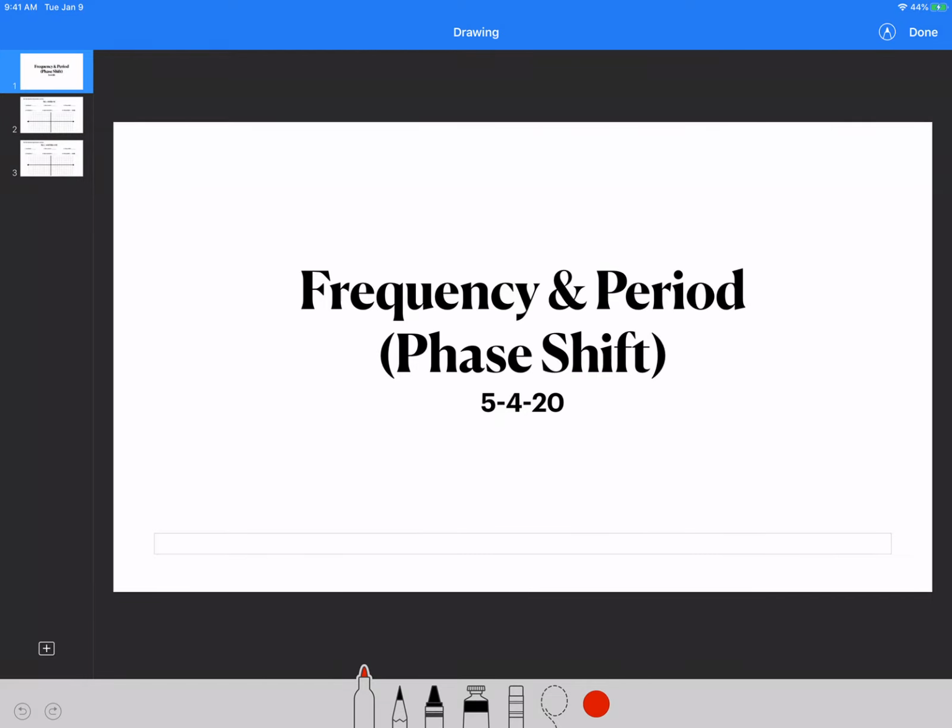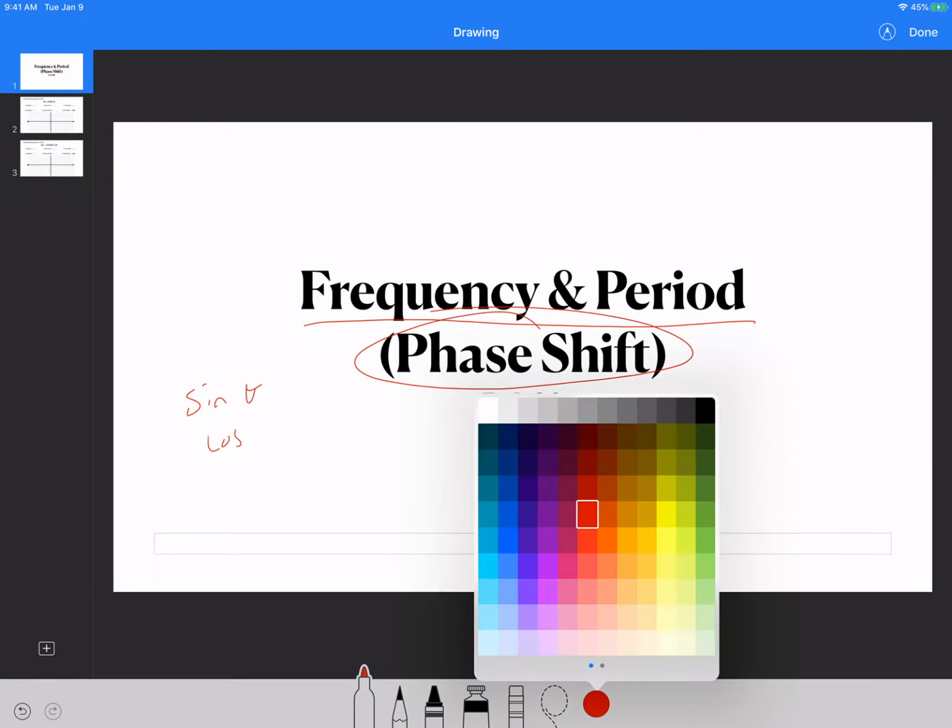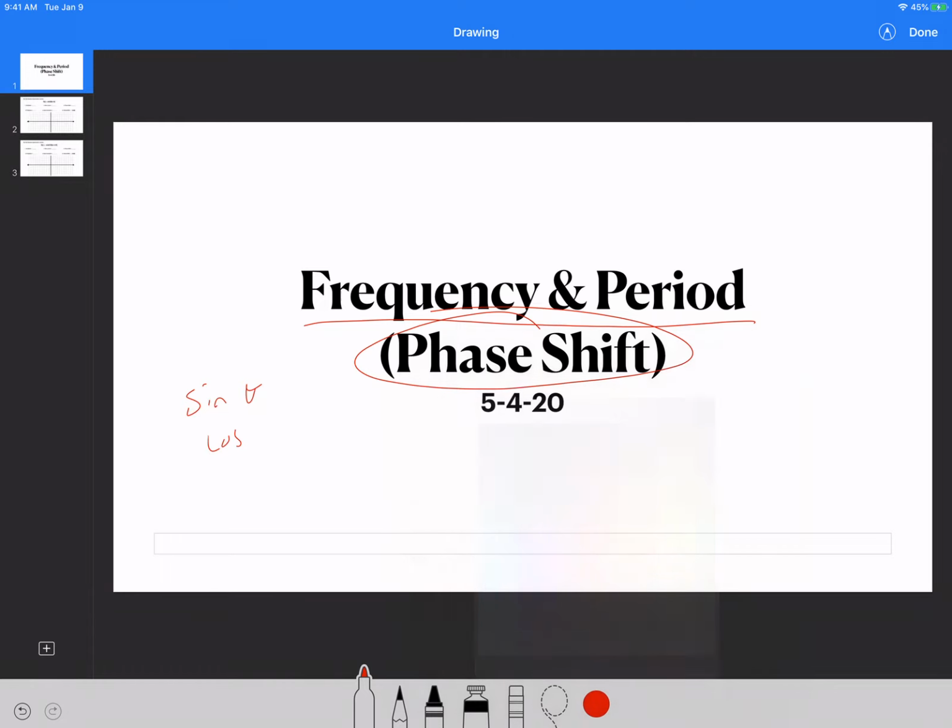We are going to talk about frequency and period that deals with phase shift along with it as well. Now, this is the last topic for trigonometric graphing that deals with sine and cosine. So next week, we're actually going to dive into the tangent graphs. That's the only graph that we haven't talked about yet. And then once time permits, we're going to be able to do the other 3 trigonometric function graphs, which are called cosecant, secant, and cotangent.